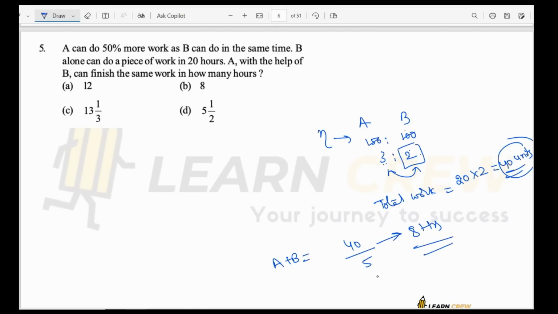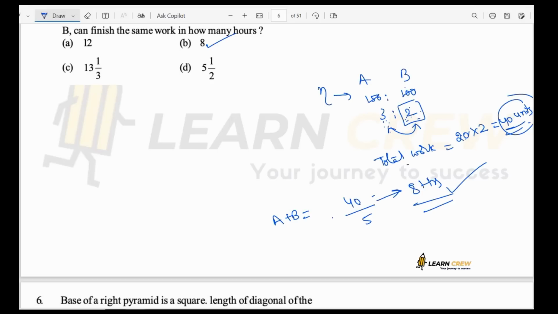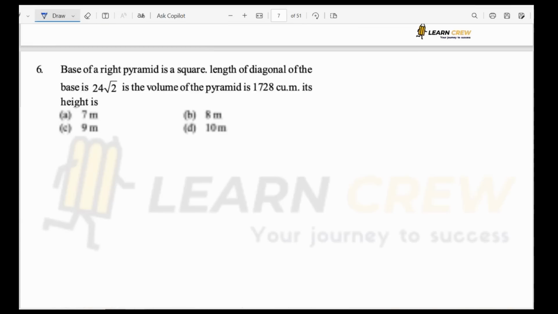Yes or no? A alone 3 units, B alone 2 units. B alone completes 2 units in 20 hours, so that work would be 20 into 2, 40 units. That work by A and B together at 5 units per hour takes 8 hours. So the total time taken is 8 hours for A and B together. Is it okay? Next, please answer the sixth question.